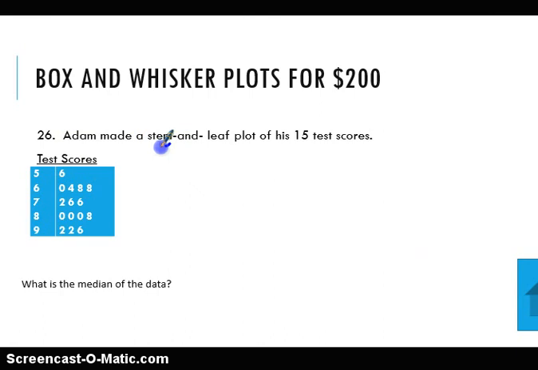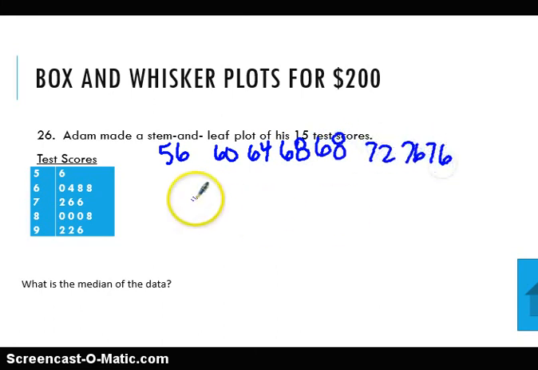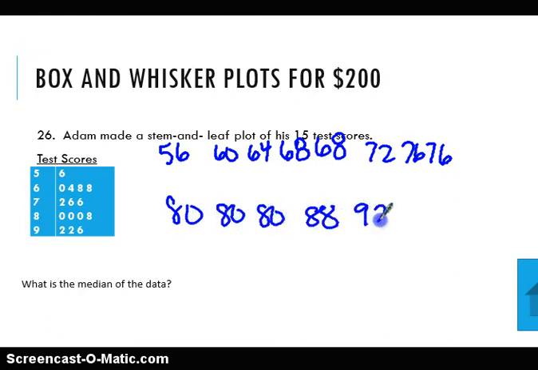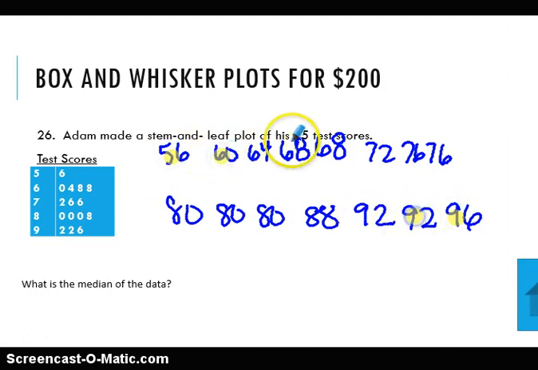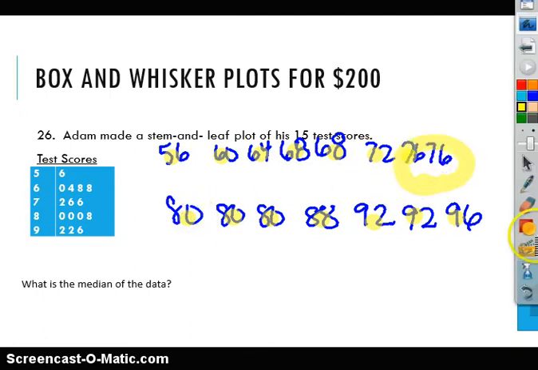So take this. This is 56, 60, 64, 68, 68, 72, 76, 76, running out of room, 80, 80, 80, 88, 92, 92, 96, and median mafia, knock off the ends. So it looks to me like the median in the middle is 76.